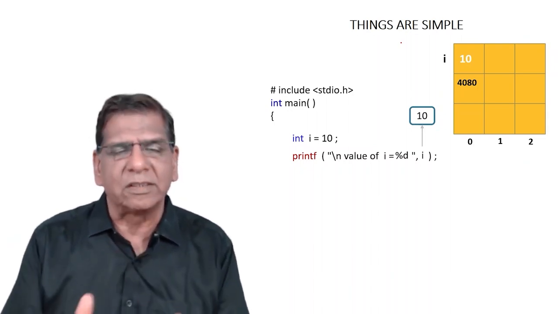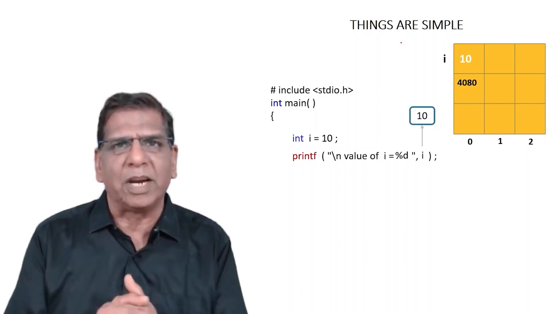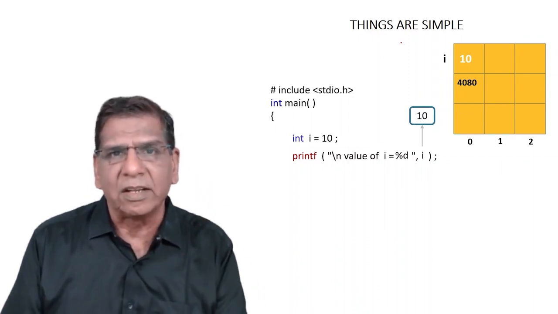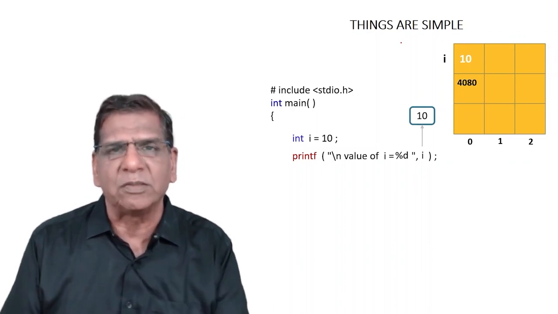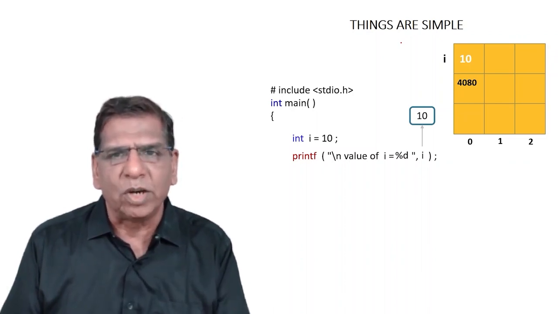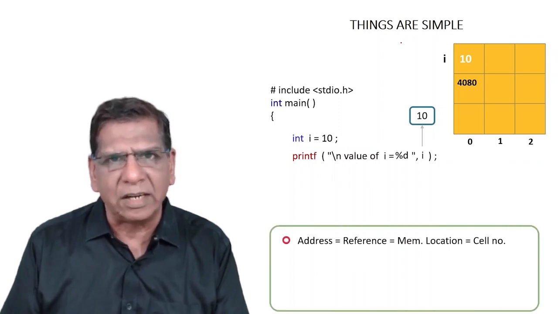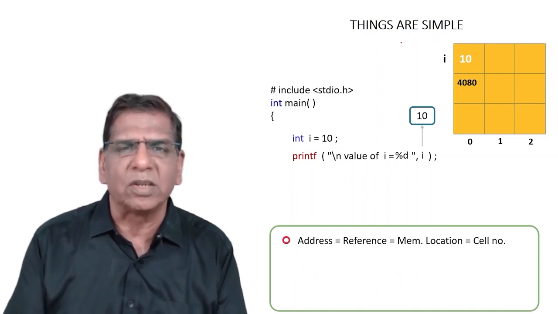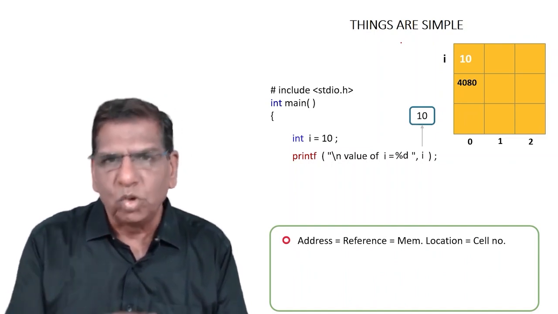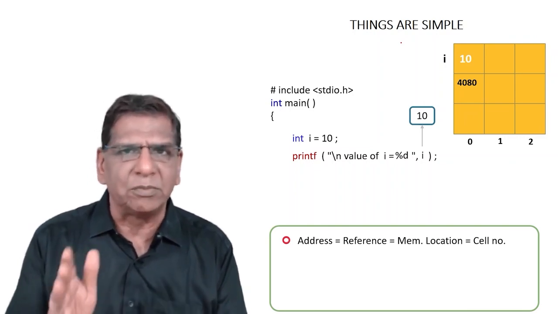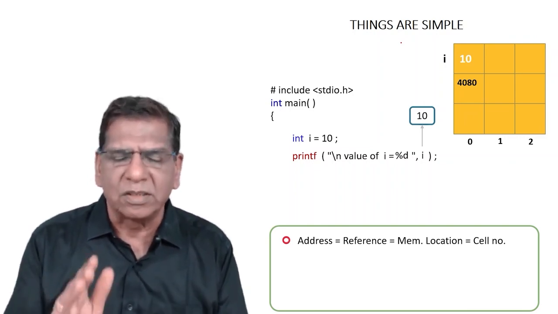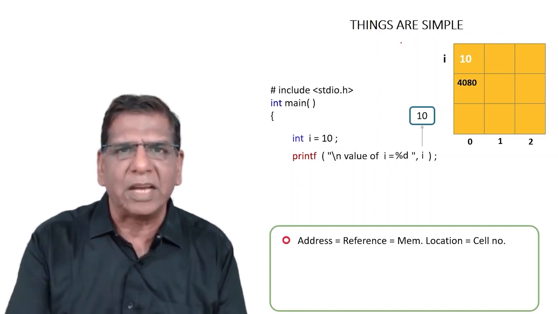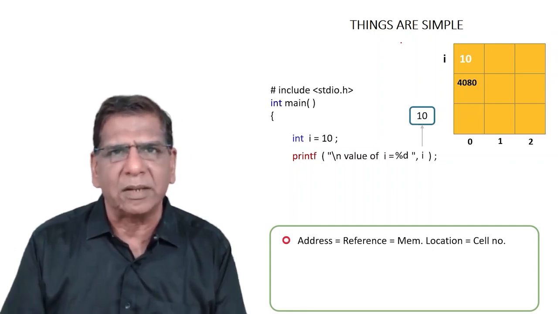As I said, we cannot exercise control over where i will be granted a location. But once it has been granted a location, you can always inquire, you can always figure out which location has been granted to it. And you can do so by asking for its address, that is 4080, which is also known as a reference or a memory location or a cell number. To me, out of these four terms, address is the one which makes the most sense, for the simple reason that the place where I stay, that's my address. Similarly, the place where the variable i is stored is the address of the variable i.